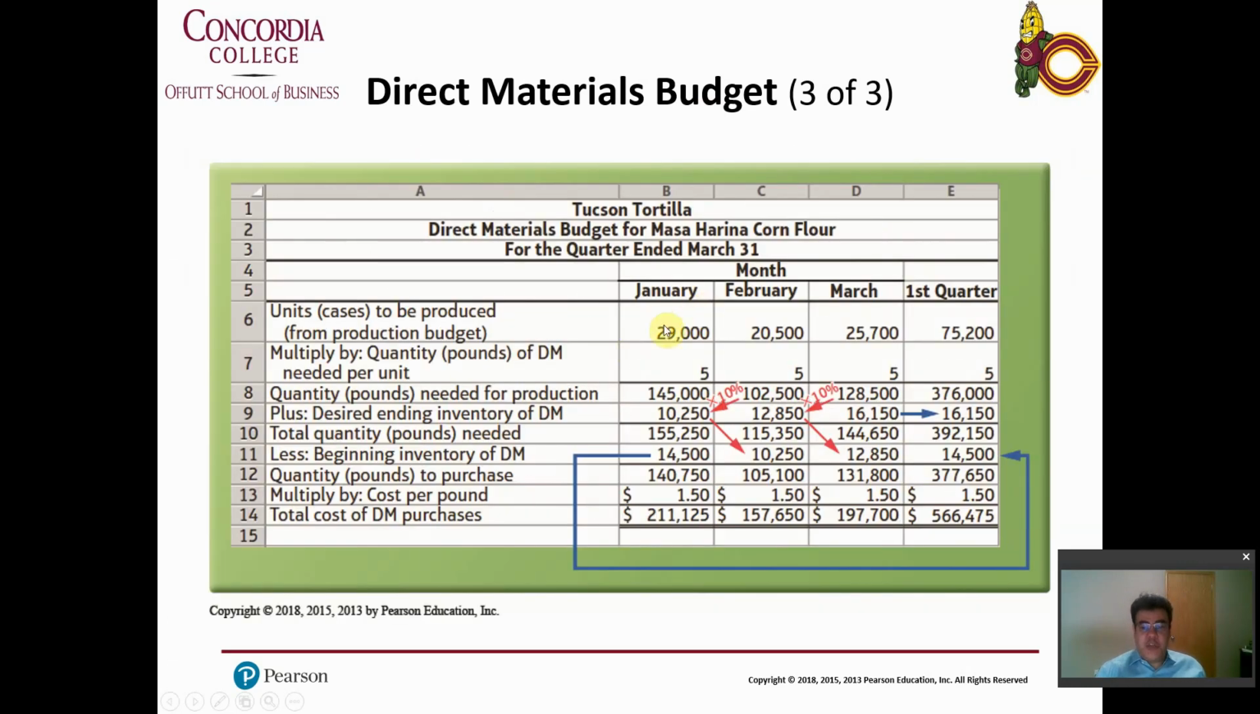Units should be produced. These ones here that we grabbed from the previous budget. We need 5 pounds per unit. So this is the number of pounds. And then we do exactly the same: ending inventory, beginning inventory. And here, our cost per pound is $1.5. So here we will have our total costs.